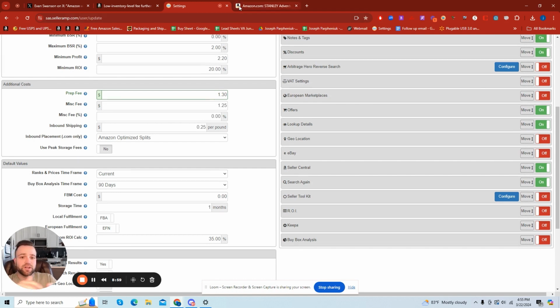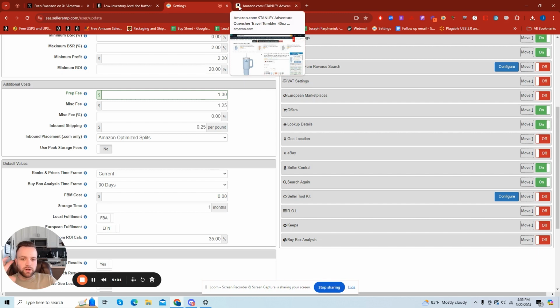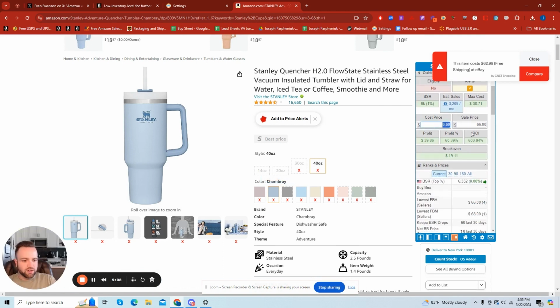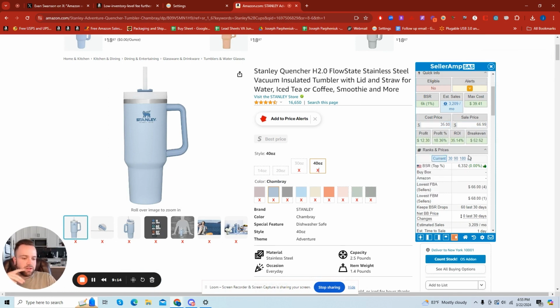And I'm going to show you what it will look like going for a lower price product versus going for a higher price product, with this Stanley Cup example right here. So if we are selling a product that's $66.99, let's say, because that's the listing price of this right now, and let's say we paid $35 for it, that's an 18% margin, $12 profit. So that 50 cent fee doesn't hurt us as bad, as you can see.